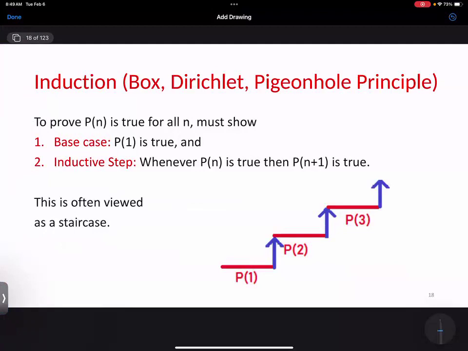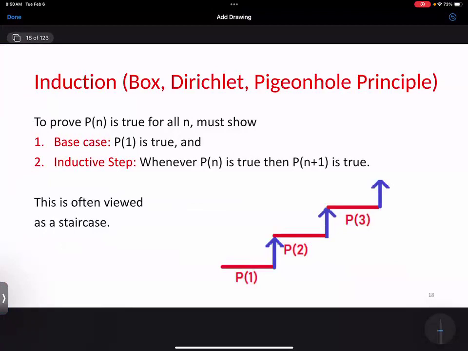So, as I said, it's the staircase. We know P1 is true. P1 implies P2, so P2 is true. We know P2 is true, P2 implies P3, P3 is true, and so on and so on. They sometimes also use like a domino image. The first domino knocks down the second, knocks down the third, knocks down the fourth, and so on and so on.